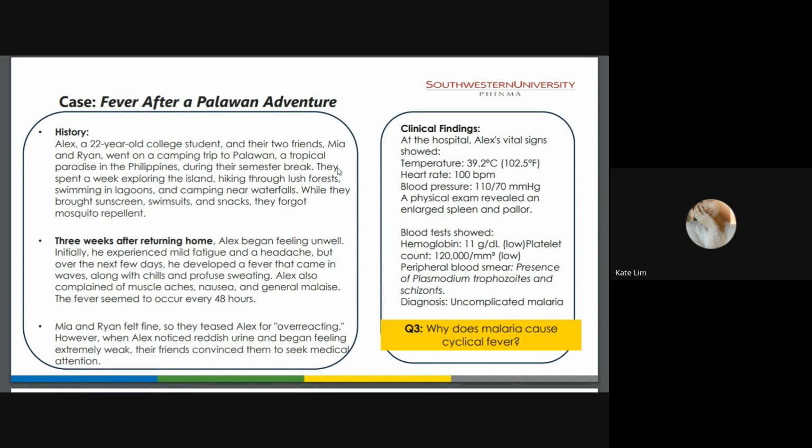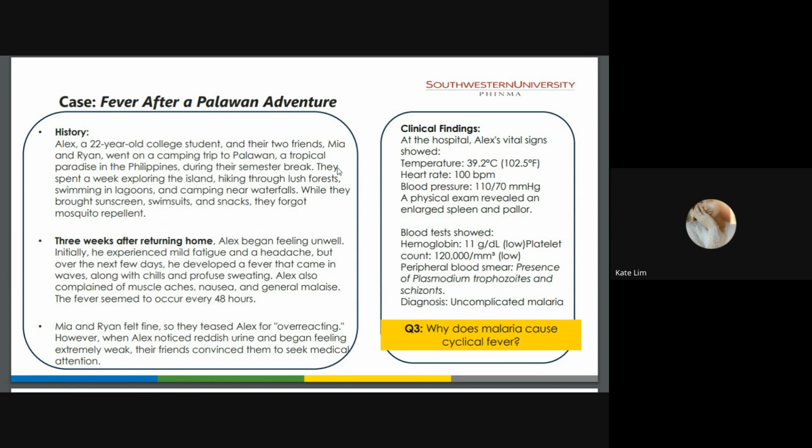Or before we go to question number three, it could be luck. Sometimes exposure to mosquitoes is a matter of chance. Not everyone gets bitten at the same frequency or time, and it's possible that Mia and Ryan were simply lucky enough to avoid mosquito bites. So, question number three. Why does malaria cause cyclical fever?